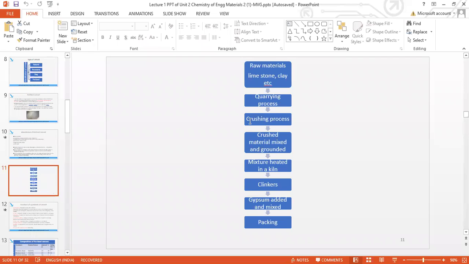Then you have to crush it to powder. Quarrying means big stones are converted into smaller stones. Crushing means you have to convert it into a powder. After that it is mixed and ground. It is mixed in proper proportion: powder of each material, clay, argillaceous material, iron oxide, etc., mixed in proper proportion and ground.